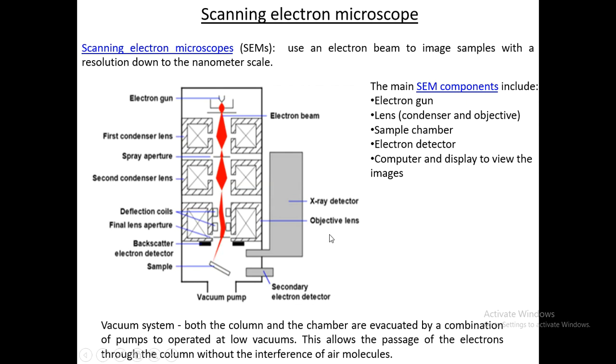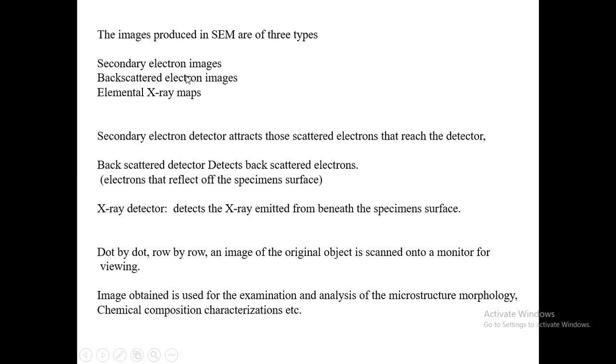By using all three, that is, secondary electron images, backscattered electron images, and elemental X-ray maps, one can get, dot by dot and row by row, an image of the original object scanned onto a monitor for viewing. The image obtained is used for examination and analysis of the microstructure morphology. By using secondary electron images and backscattered electron images, one can get the microstructure morphology, and by using the elemental X-ray maps, one can check the chemical composition characterization of a sample.